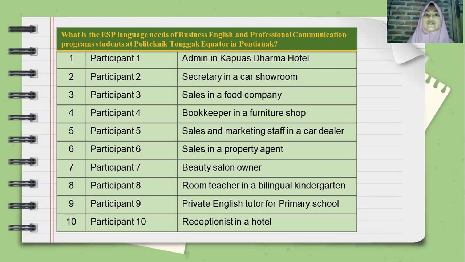The first participant is an admin at Kapuas Dharma Hotel. The second participant is a secretary in a car showroom. The third participant is in sales at a food company. The fourth participant is a bookkeeper in a furniture shop. The fifth participant is a sales and marketing staff member at a car dealer. The sixth participant is in sales at a property agent. The seventh participant works at a beauty salon.